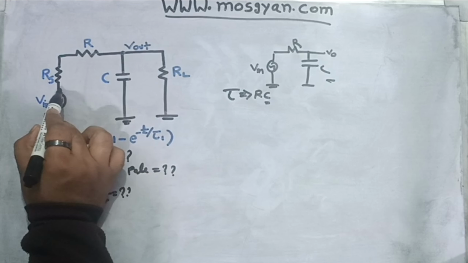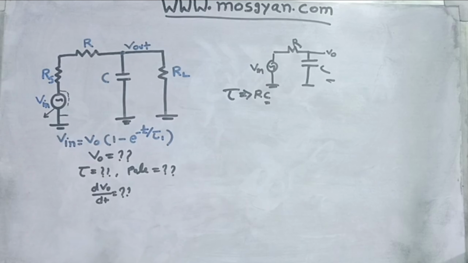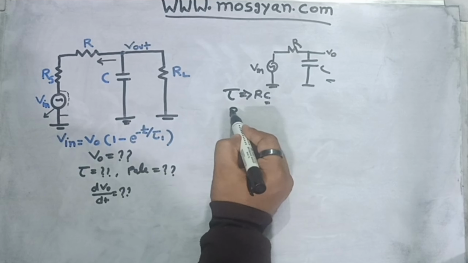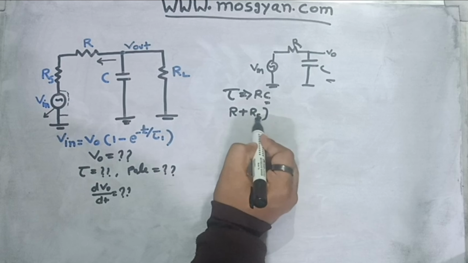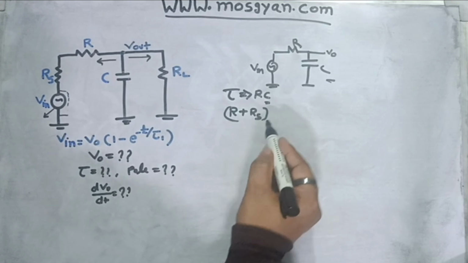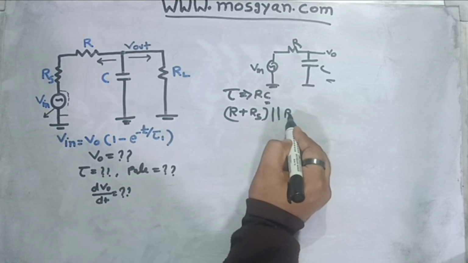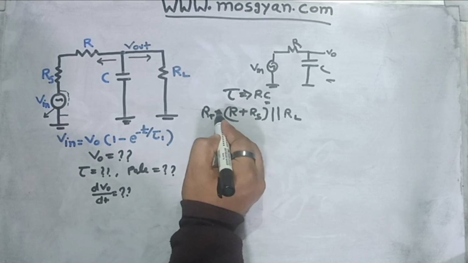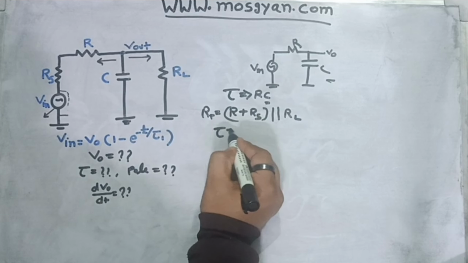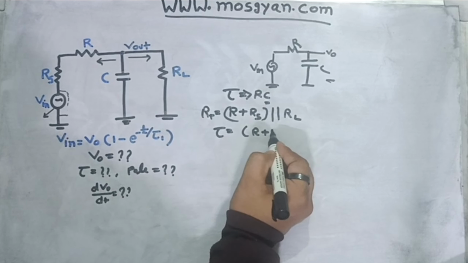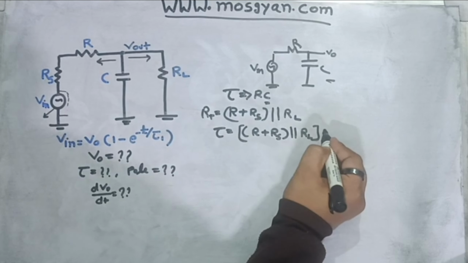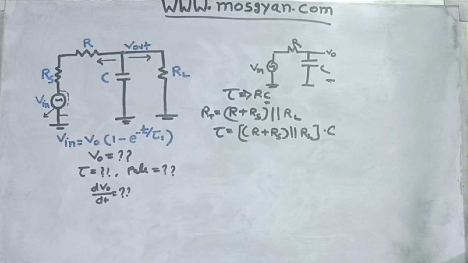So if I make this input source short circuit here, then if you see from this node, the total impedance will be R plus RS. These two will be in series. And from here, if you see, one resistance is RL. So R plus RS will be in parallel with RL. And this will be the total R for this circuit. Right? So it becomes very easy. To calculate the time constant, we can just multiply this value of resistance with the C value. This will be the value of the time constant for this circuit. This is pretty easy, right?